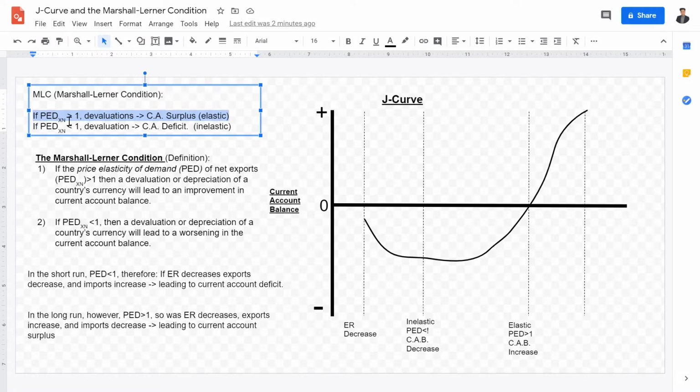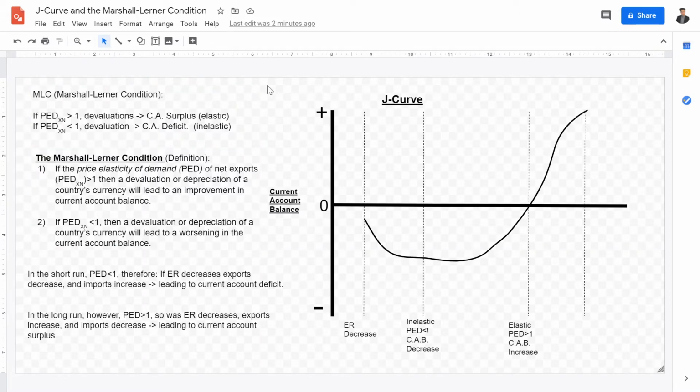When the PED, the price elasticity of demand of net exports, is greater than 1, and a devaluation of the currency occurs, then a current account surplus will occur, given that there is elastic demand for net exports. Vice versa, if the price elasticity of demand of net exports is less than 1, which is inelastic, and we have a devaluation of the currency, then we'll have a current account deficit. So the J-curve, combined with the Marshall-Lerner condition, will examine in the short run and in the long run the relationship between the exchange rates and the current account imbalance.